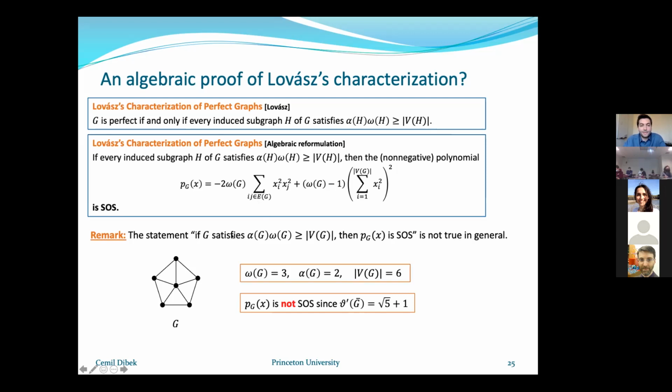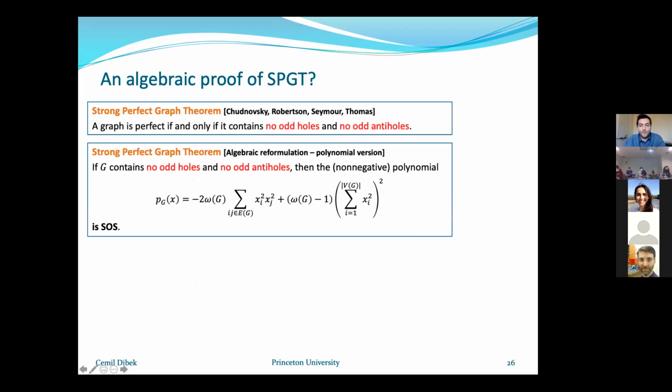So if you just say that if G satisfies this condition, then PG(X) is SOS, that's not true. And here is an example. Clique number 3, independence number 2, the number of vertices is 6. So this condition is satisfied, but PG(X) is not SOS because there is a gap between the clique number and the Schrijver number.